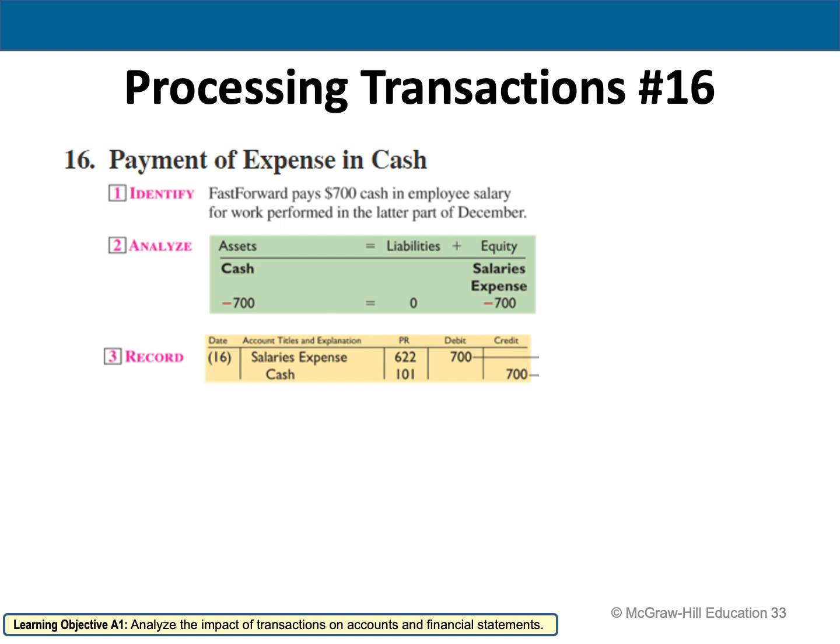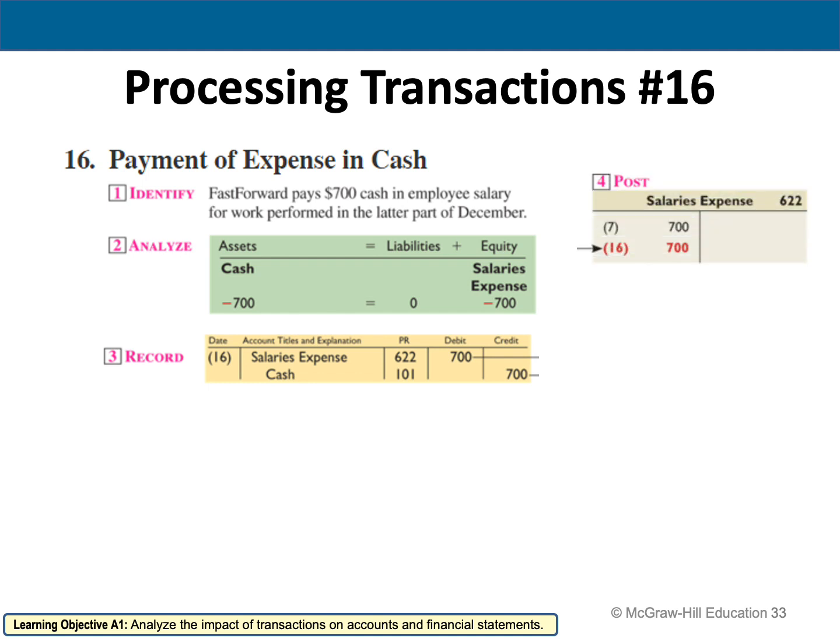Then the second line is the cash, which represents the credit because the company is paying, so the cash is decreasing, and usually the cash or any asset, if it decreases, it decreases on the credit side.